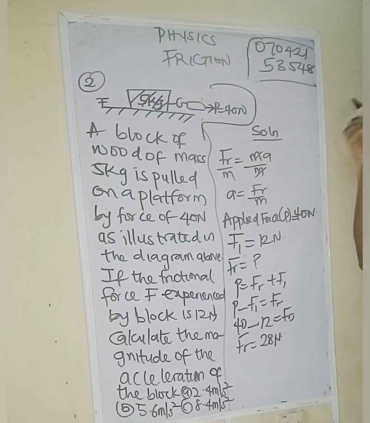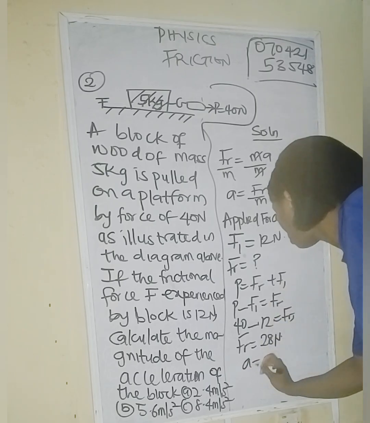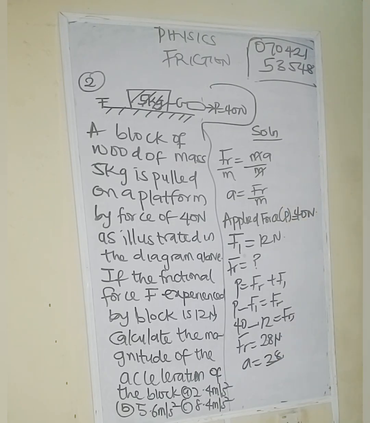So we've gotten our what? Our resultant force. From here now we can get our what? The magnitude of the acceleration, which is A equals resultant force, which is 28, over our mass. Our mass is given as, sorry, I didn't put it, 5 kg.